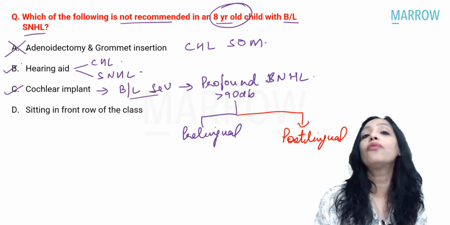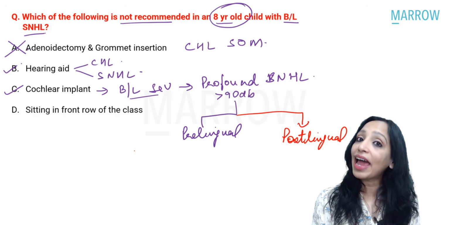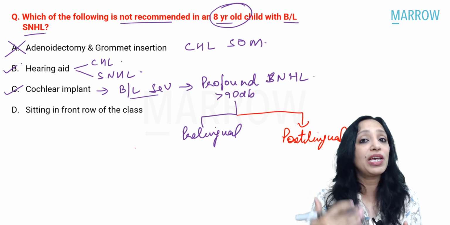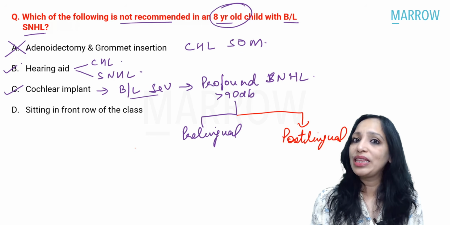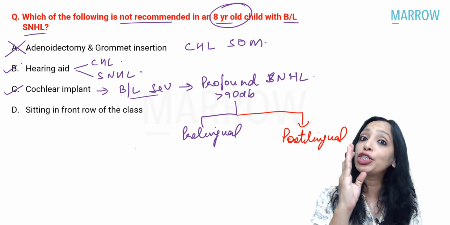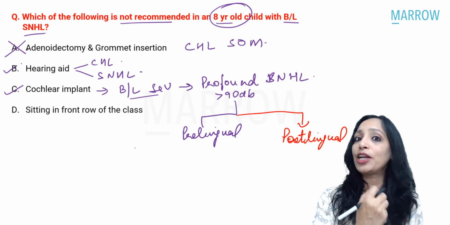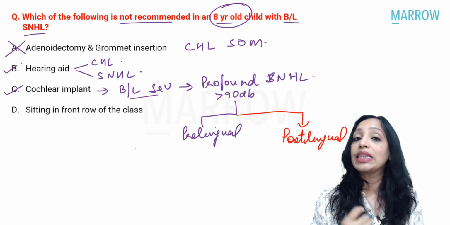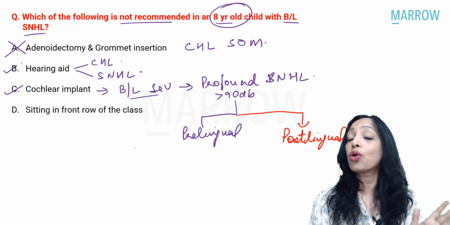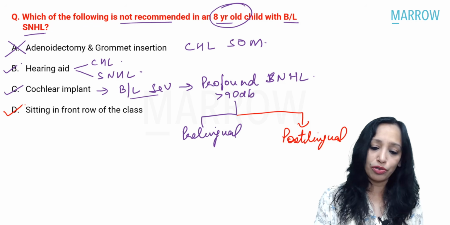Sitting in the front row of the class, can that benefit in hearing loss? Yes, that can benefit, because in the front row, definitely the loudness of the teacher, of the speaker will be more. Also, these kids who have hearing loss use a lot of visual cues to understand. For example, the facial expressions, the gestures, the lip movement, they do a lot of lip reading. So yes, these patients are always made to sit in the front row of the class. So that is also true.